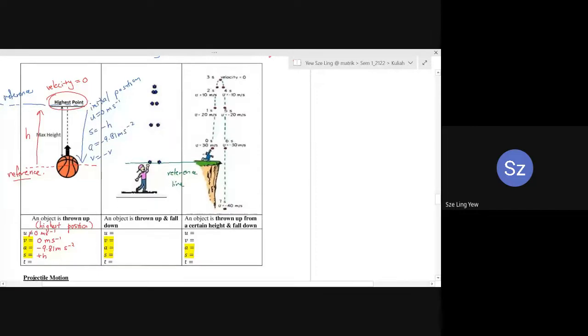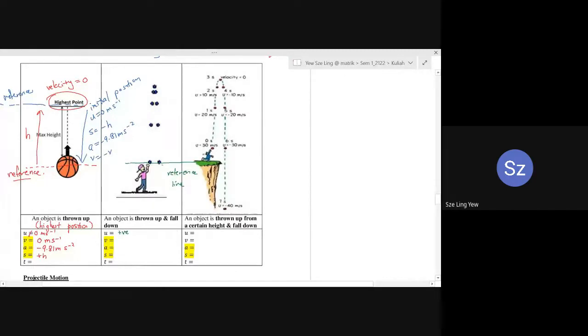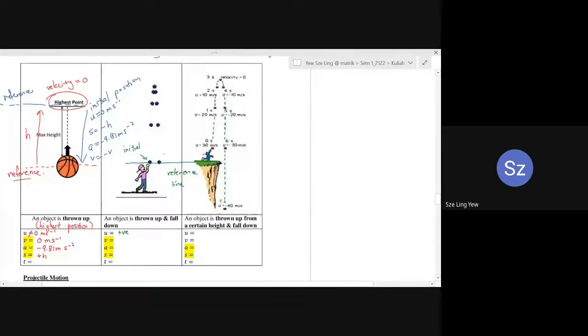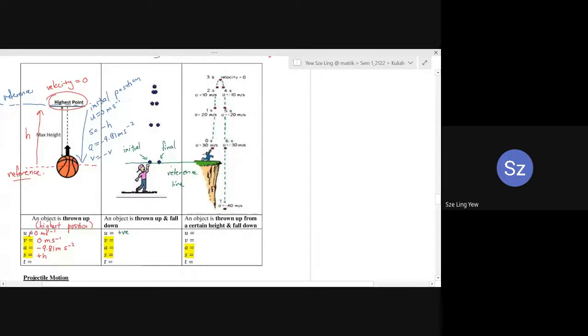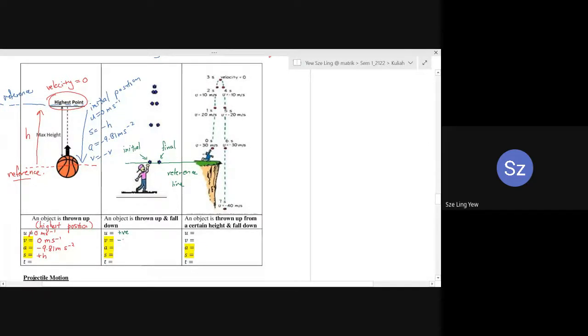Now you throw something up, your u is definitely a positive value, because you threw it up. And then what happens to v when it drops back to the reference line? This whole diagram, we are just looking at two positions: this is our initial position and this is our final position. They are all on the same reference line. When you throw up, your u is positive, and when it drops back to the same height, v is a negative value and the value would be the same as u.